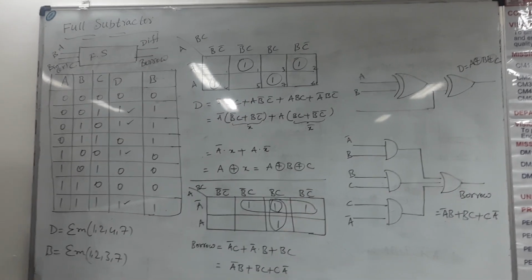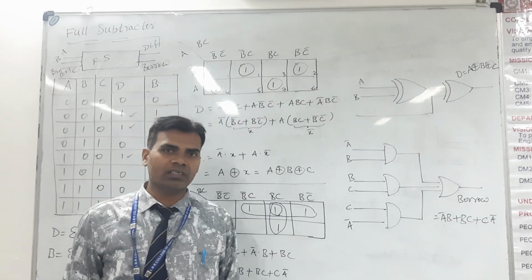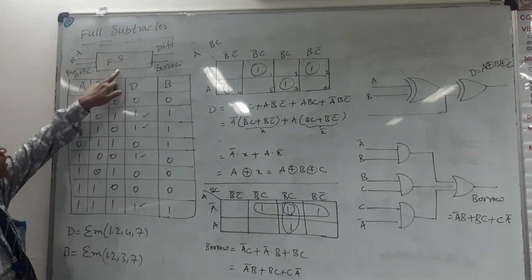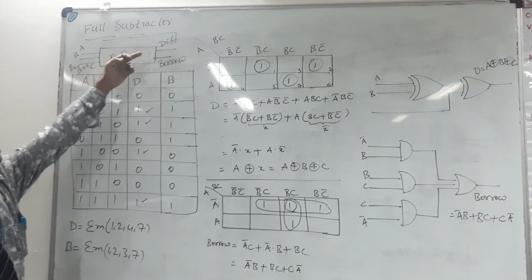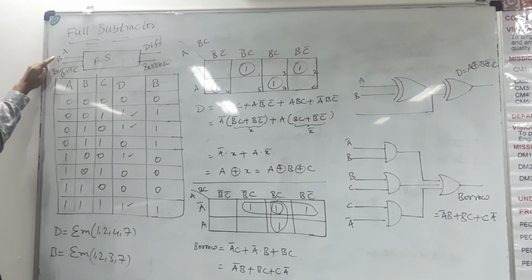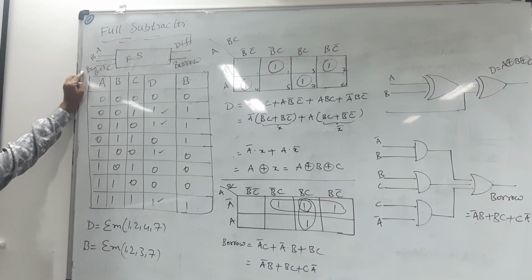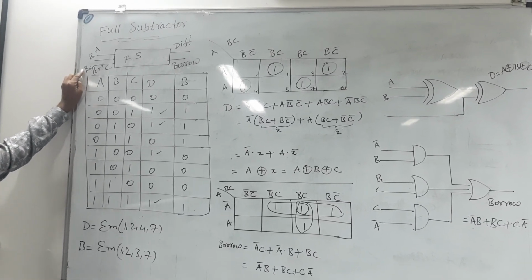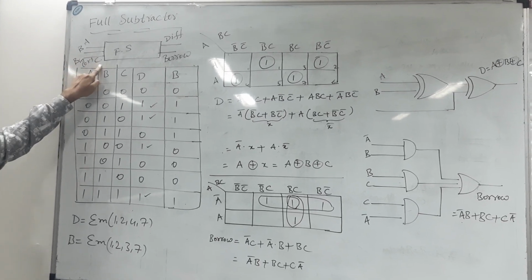Okay, today we are discussing another combinational circuit, which is the full subtractor. This is the block diagrammatic representation of the full subtractor. It has three inputs and two outputs. The inputs are labeled A, B, and the third input is the borrow in, which can also be written as C. Instead of B in, here I am writing it as C.